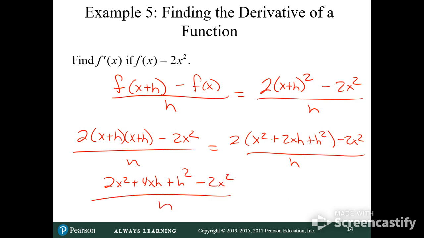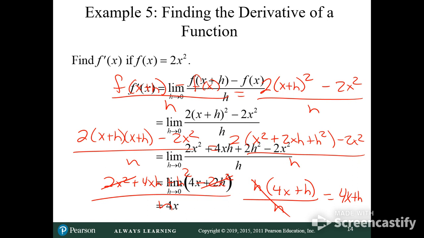What happens with our 2x squared and negative 2x squared? Cancel. And we factor out an h out of 4xh plus h squared. Those cancel. So your derivative is 4x plus h. So if you're told where your h is, then you just plug it in. So if you're going towards 0, then it would be 4x. Okay.